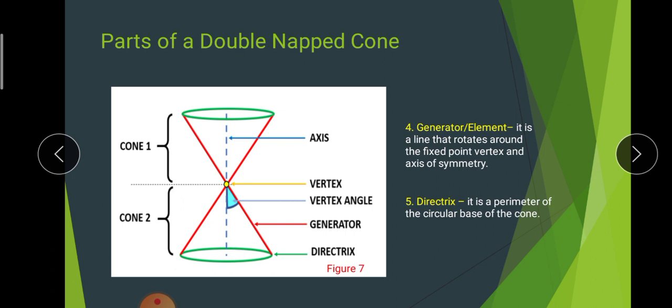Number 5. Directrix. Directrix, it is a perimeter of the circular base of the cone. Yung green na curve ay directrix. Ito daw yung perimeter ng base ng cone. Ito rin yung circumference ng circular base.